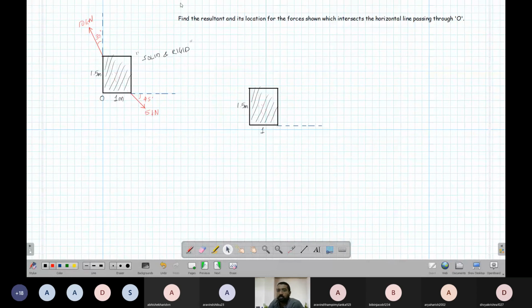Okay. Then they are asking, find the resultant and its location for the forces shown which intersect the horizontal line passing through O. So if I draw a horizontal line which is passing through O, this is the horizontal line, this is the O. Now, all forces I have to assume to be one force which will be representing all these forces. So let's say there is some force, I don't know where it is. I'll assume that force to be some force like this, F. It will make an angle theta, and it will be at some other distance k. Okay, so these two systems should be the same. That's the question.